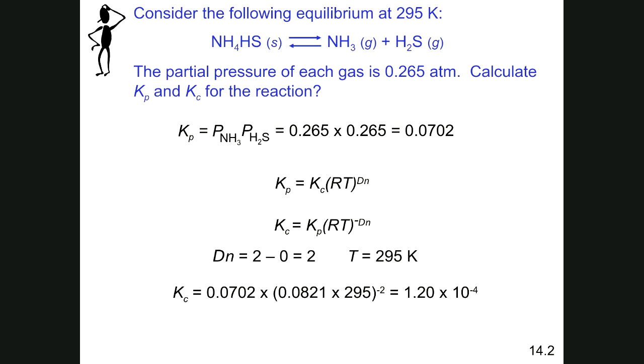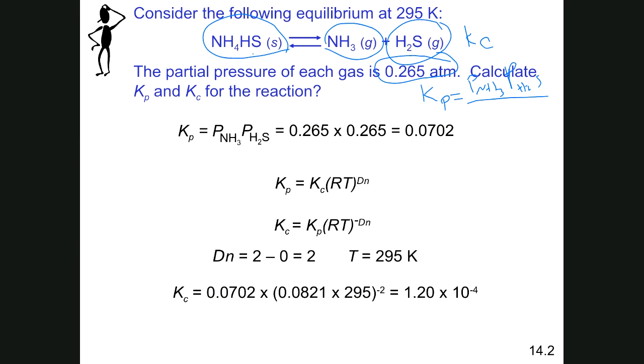In this reaction, as another example, we have one solid reactant and two gaseous products. If the reaction gives us the pressure for the gas, we start with the Kp. If it gives concentration for the gas, we start with the Kc. In this case, pressure is given, so we start with the Kp, and Kp equals the pressure of the product NH3, times the pressure of the second product, H2S, over 1, because on the reactant side we have a solid that we are not allowed to write.